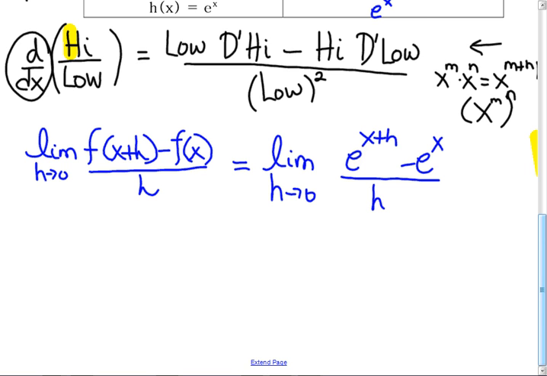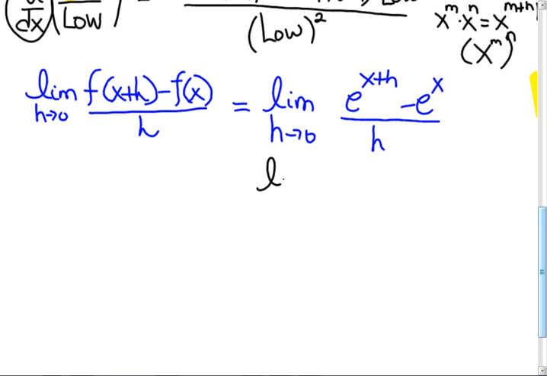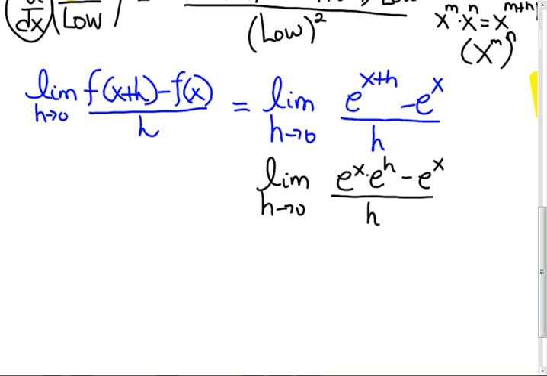And in Calc 2, we do tons of stuff with exponents. So I'm going to rewrite this. This is the limit as h goes to 0 of e to the x times e to the h. If I go from e to the x times e to the h up, I can see e to the x plus h. Do you see that these are the same now? Minus e to the x all over h. And then what could I do? Factor out e to the x, right?